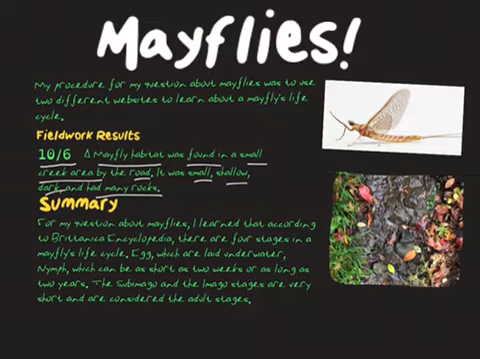Summary. For my question about mayflies, I learned that according to Britannica Encyclopedia, there are 4 stages in a mayfly's life cycle. Egg, which are laid underwater. Nymph, which can be as short as 2 weeks or as long as 2 years. The subimago and the imago stages are very short and are considered the adult stages.